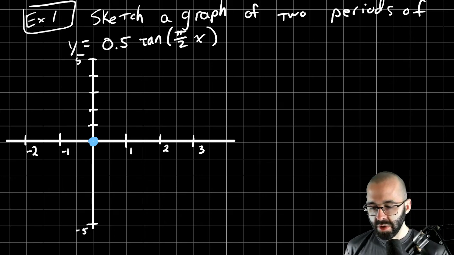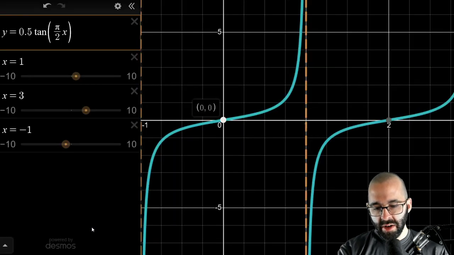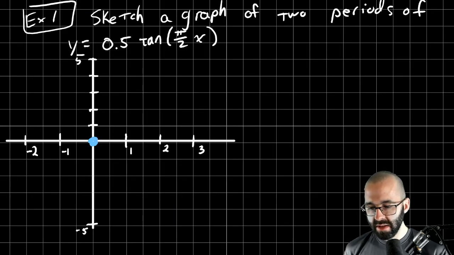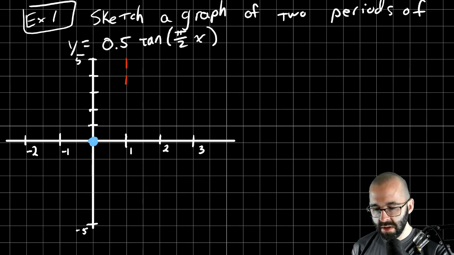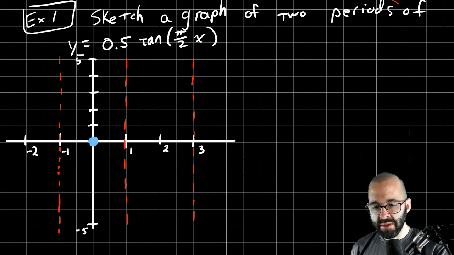Okay, so we have this. Our asymptotes are at positive 1 and positive 3, so let's draw those in a different color. Asymptotes are at positive 1 and positive 3 and negative 1 and negative 3. But we were only told to graph 2 periods. All right, so these asymptotes are going to help.